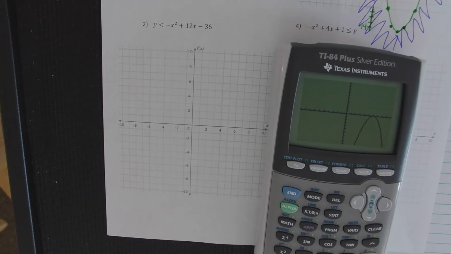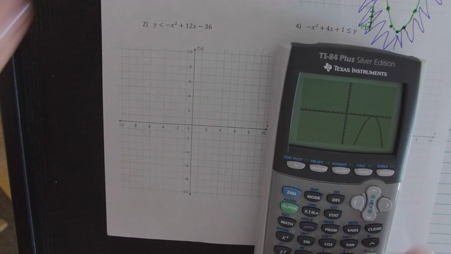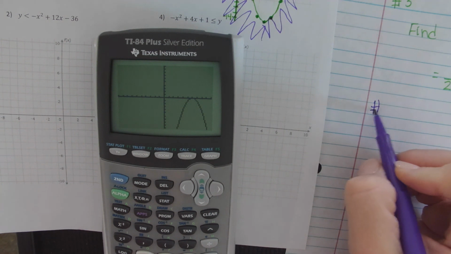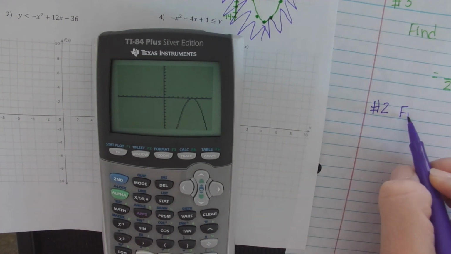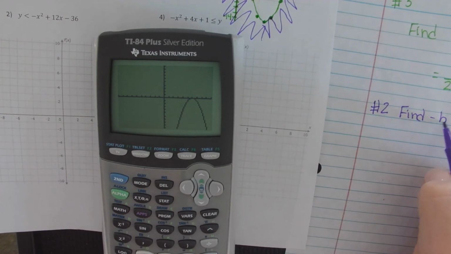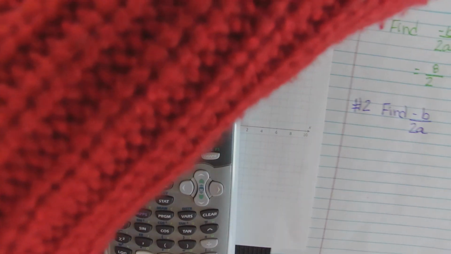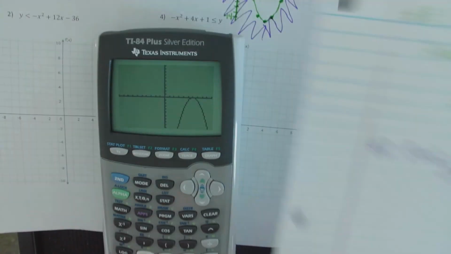This one actually works out pretty neat. Nice and neat, if you will. Okay. What do we need? What's the most important point? The vertex. So let's go over here. I apologize, I'm out of order, but I'm going back to number 2. Let's find negative b over 2a. Squeeze this over, put it right here.